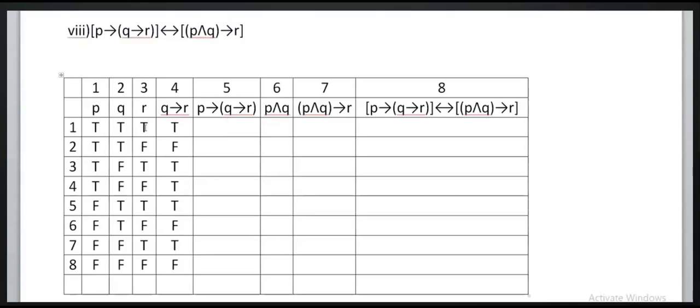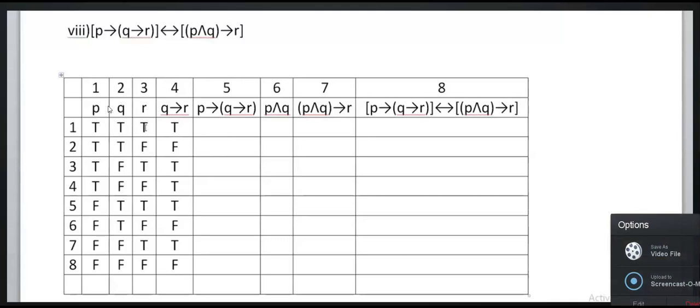Now next is, the first implies the fourth one. Again, T implies T, therefore it is true. T implies F, therefore it is F. T implies T, true. T implies T, it is true. F implies T, it is true. F implies F, both are same, it is true. F implies T, it is true. F implies F, it is true. Now see this column number 5.